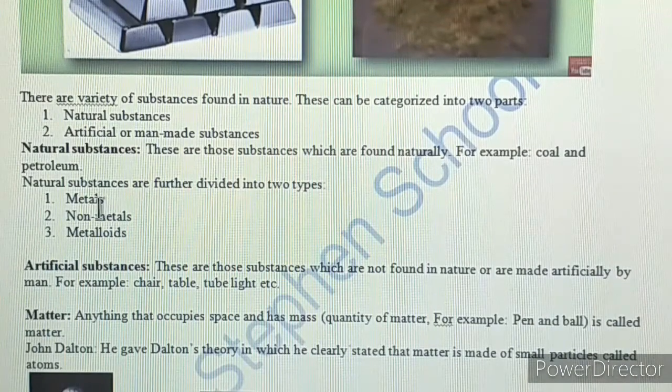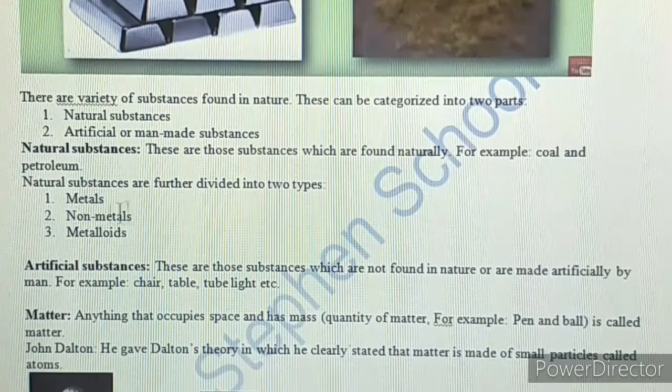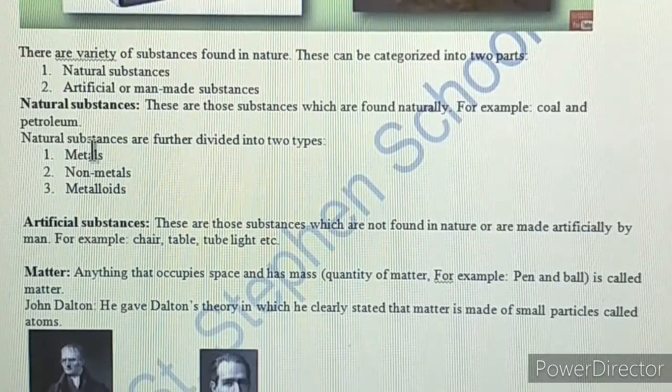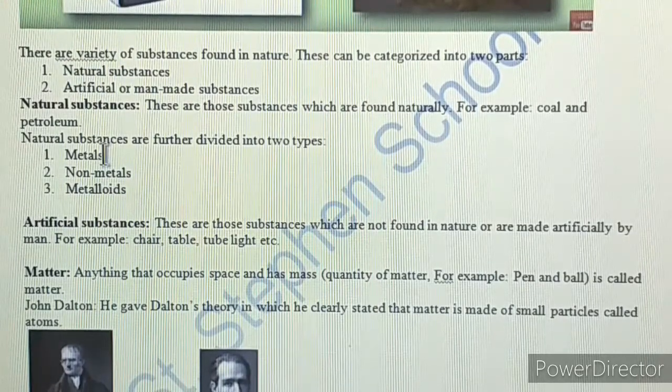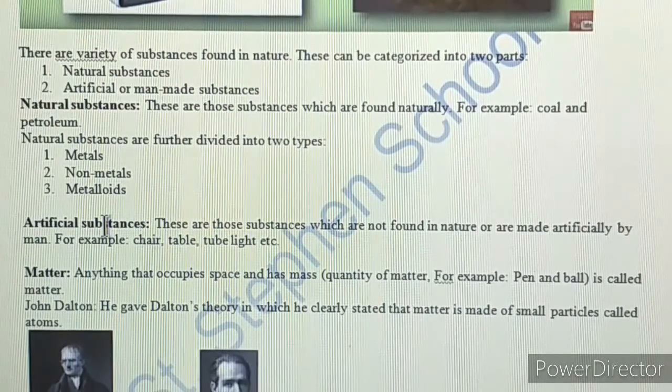Now children, these natural substances, they are again divided into 3 types. Not 2 types, 3 types. Metals, non-metals and metalloids. Now metals, these metals are very hard, they are shiny in appearance. You know that you are always saying that my car color is metallic gray. So what is that metal? Now the spoons are made up of metal. So many cutlery things are made up of metals around us. Then non-metals, then metalloids. We are going to read all about these in this chapter.